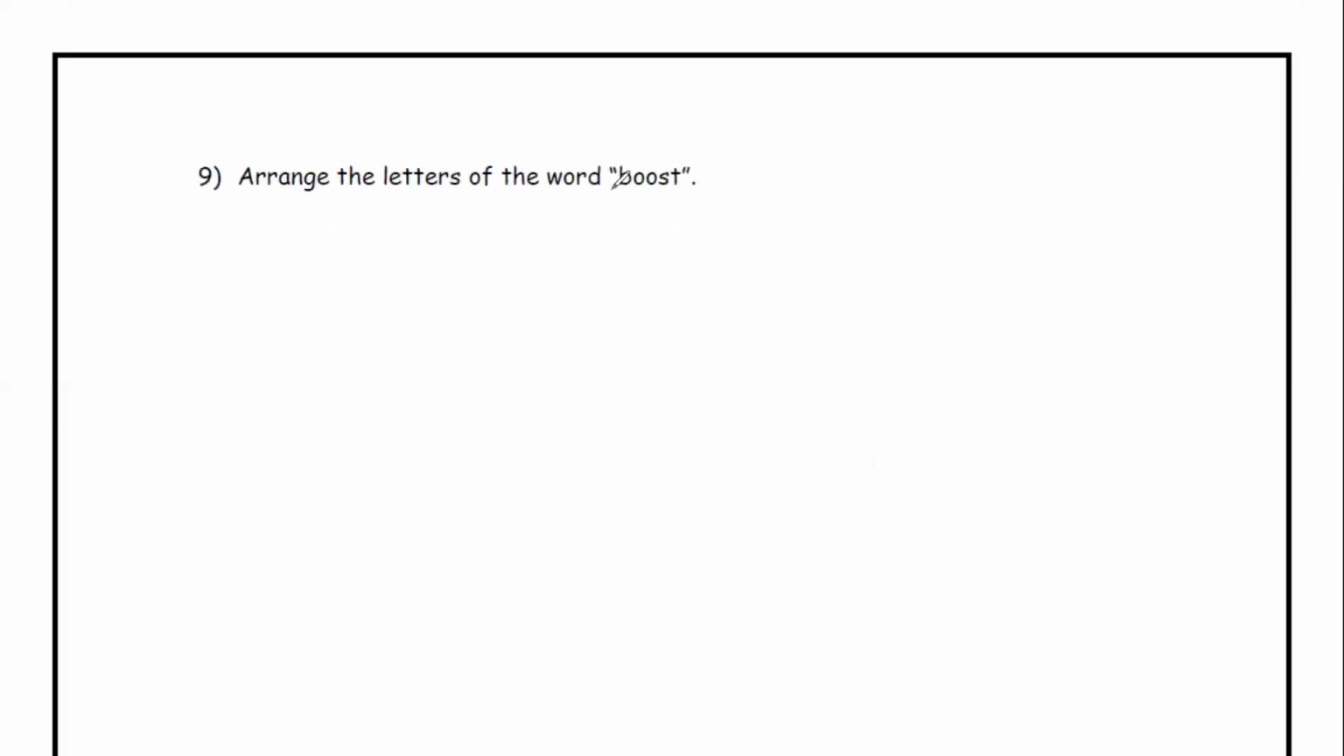Arrange the letters of the word boost. So that's similar to Google, or boost is 5 letters, so 5 factorial ways to arrange them, and 2 factorial for the repetition, two O's. Moving on to question number 10.